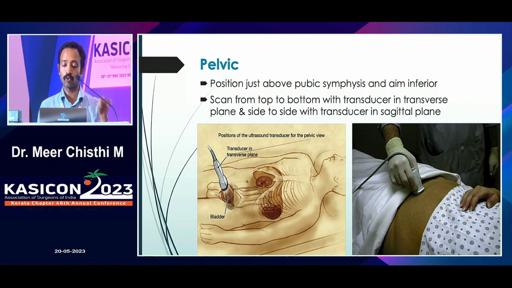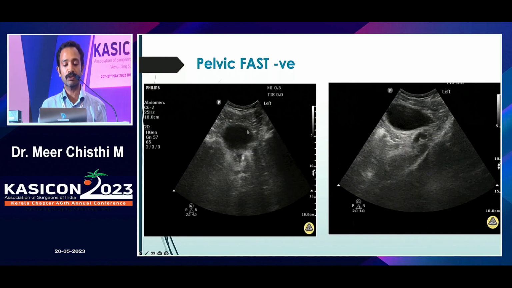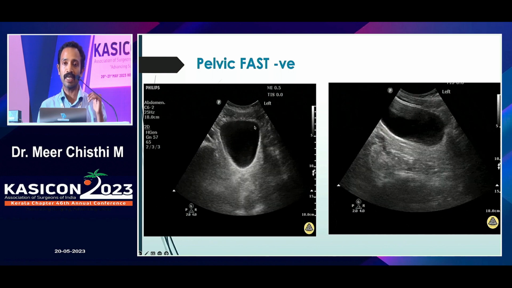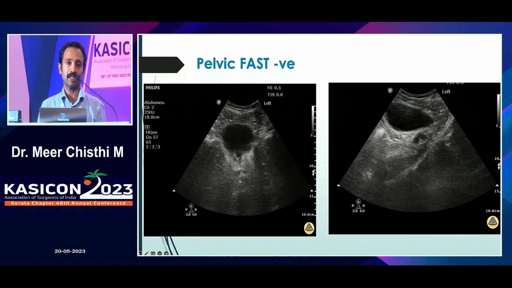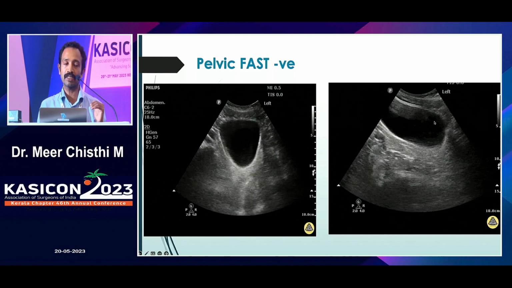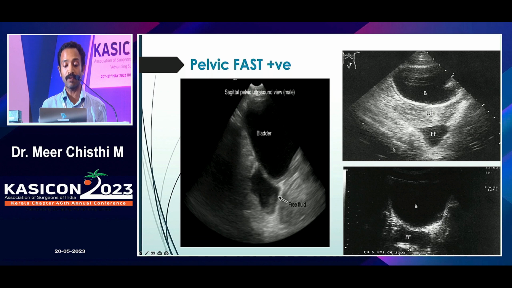Here you have two views, both the transverse and the sagittal views. This is a normal pelvis, the transverse view, where you can just see the anechoic view given by the bladder. The same thing in the sagittal view. So any fluid which is seen behind the bladder or on the sides indicates pelvic positivity. In this picture, you can see the free fluid just behind the bladder.